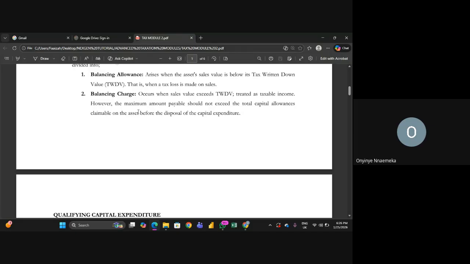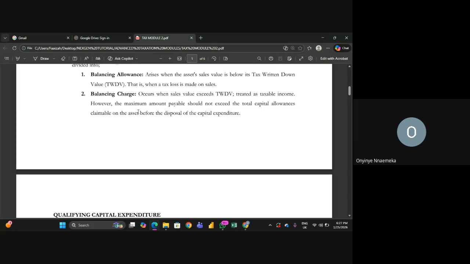Now, let me explain that. So what we are trying to say is that you bought the asset for 500,000. When you sold the assets, the tax written down value was 250,000, which means that you have collected 250,000 capital allowance on the asset before you even try to sell it. So when you now sold the assets, I don't know the type of person that bought the asset from you, but the person bought it for 600,000.